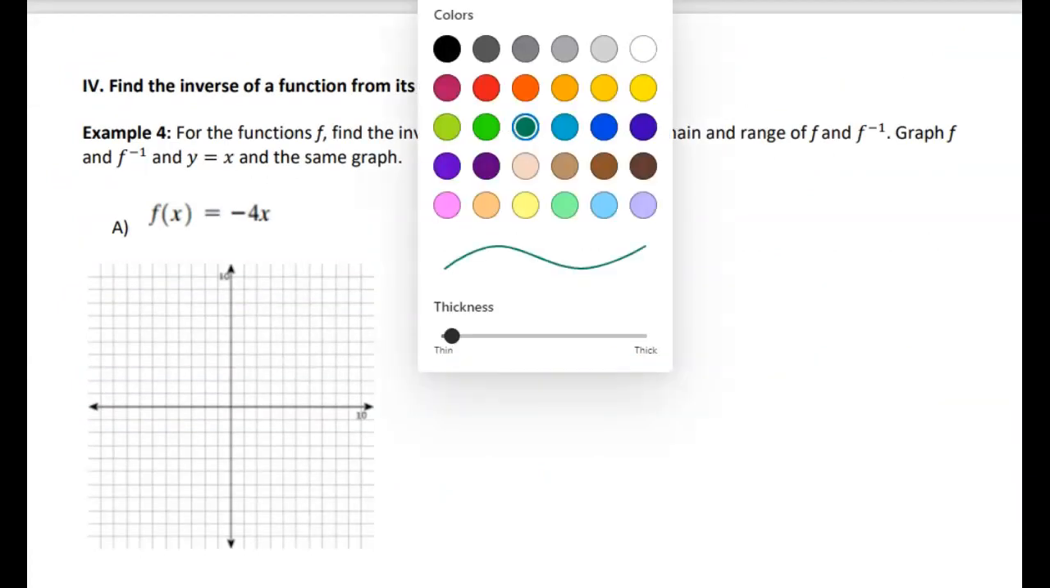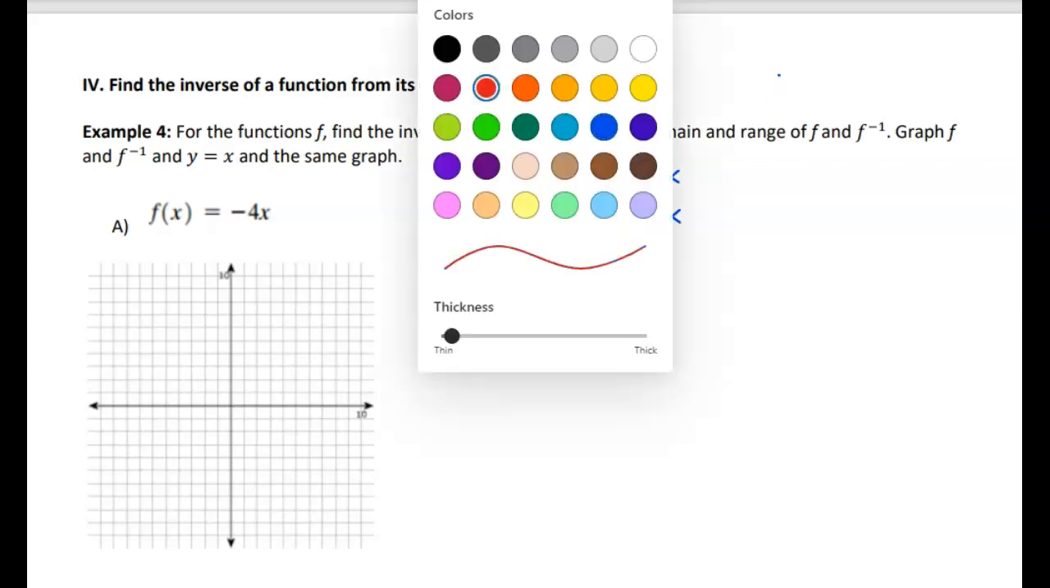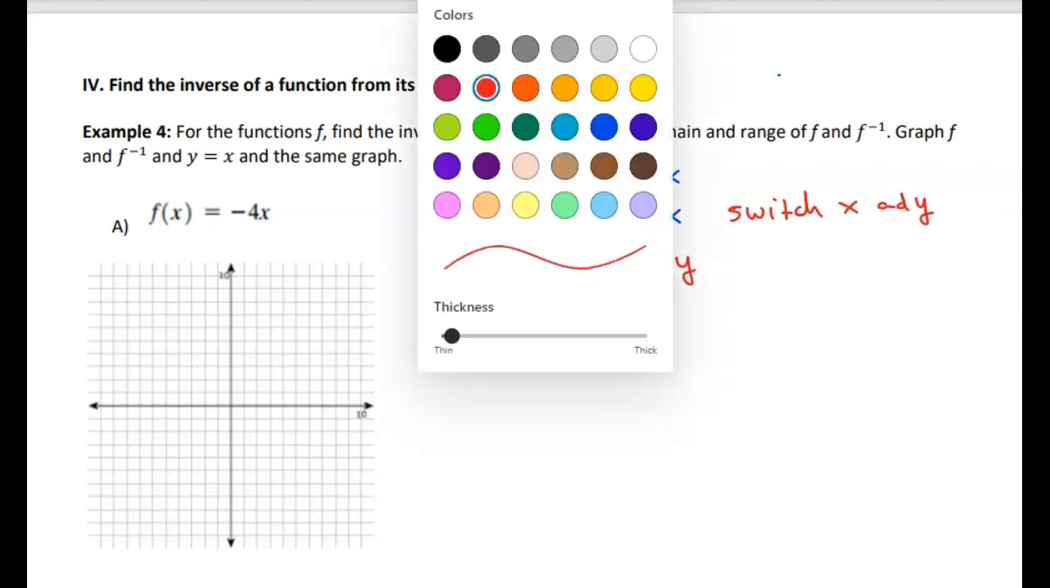Okay, so now we are going to find the inverse of a function from its equation, find the domain and range of the function and the inverse, and graph them on the same graph, including that symmetry line. So we start with our equation, f of x equals negative 4x. We're going to write it as y equals negative 4x. Then you're going to switch x and y. So x equals negative 4y. And then we're going to solve for y.